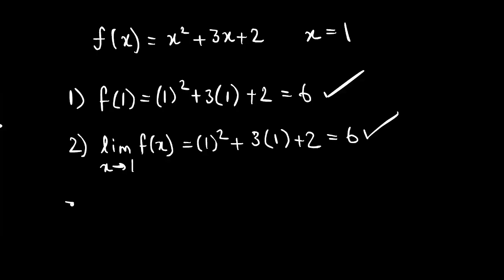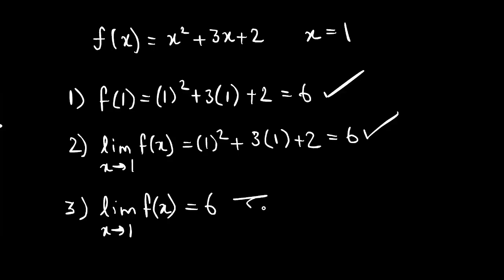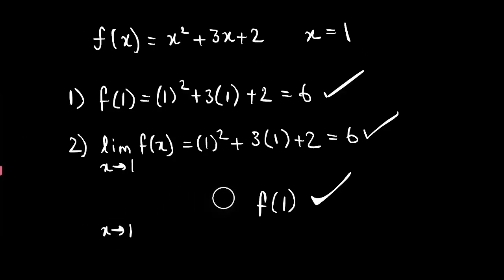And now what about the third and final criteria? After doing this, we can see pretty clearly, but just for clarity, we need to see if the limit as x approaches 1 of f of x is equal to f of 1. So here we can see that our limit is equal to 6, which is also equal to our f of 1. So all three criteria here are met, and so we can say that f is continuous at x equals 1.